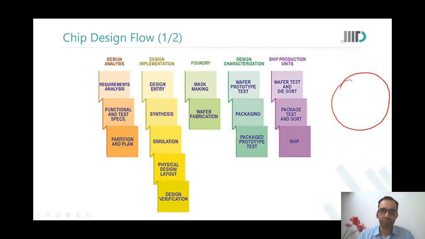Okay, sir, do these steps happen in parallel? Design, characterization, and ship production units. Depends. They could, they may not. It depends from product to product.